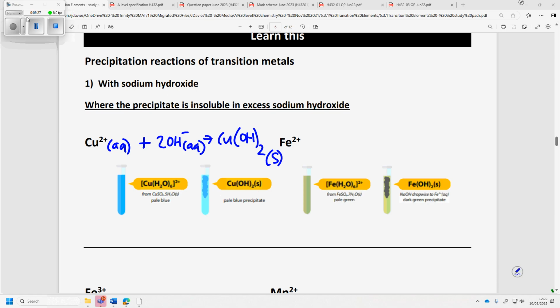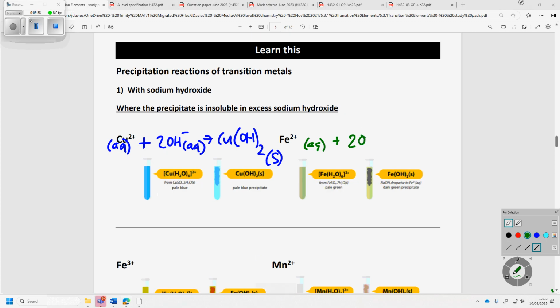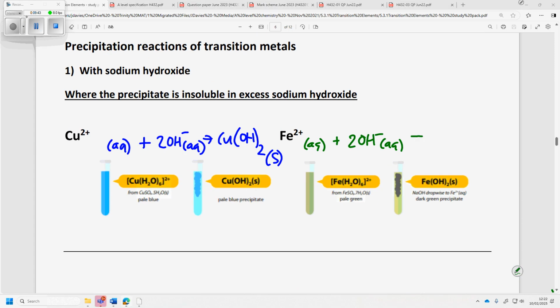When we come to iron 2, Fe2+ aqueous, we'll react again with 2 hydroxide ions, also aqueous, and that will make iron 2 hydroxide as a solid, as a precipitate. Pale green solution to a dark green precipitate. The colours and state symbols are really crucial.